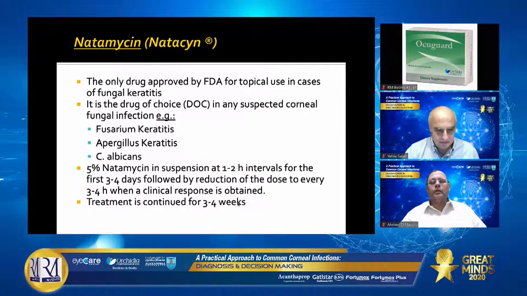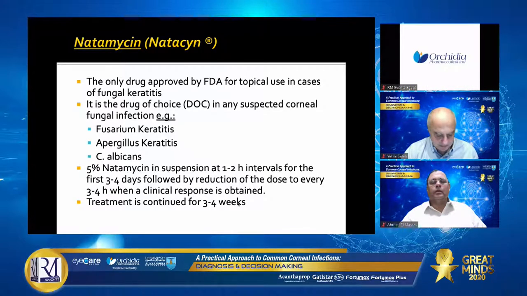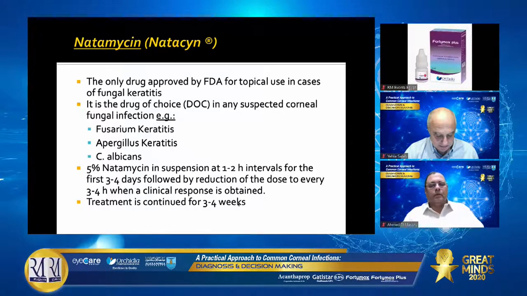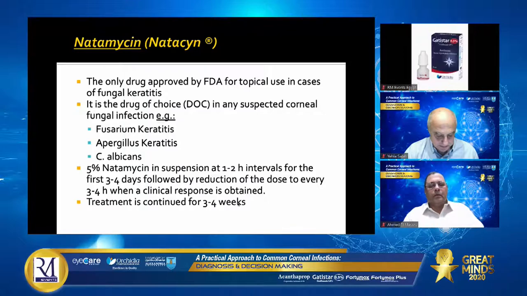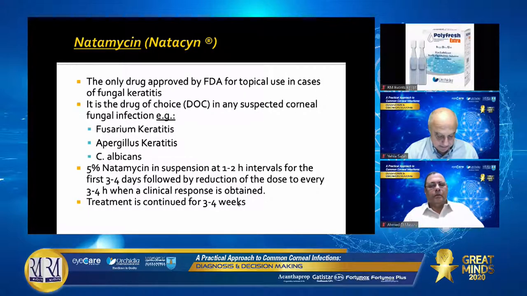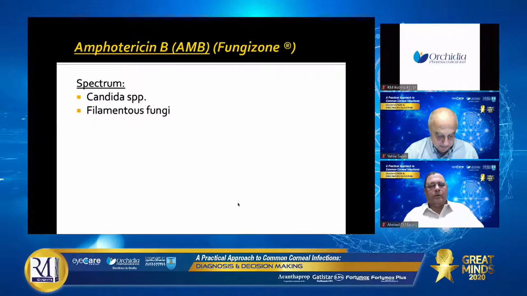Natamycin is approved by the FDA for topical use in keratitis. It is the drug of choice in any suspected corneal fungal infection, like Fusarium, Aspergillus, and Candida albicans. It is a 5% suspension that can be used every 1 to 2 hours for the first 3 to 4 days, followed by reduction of the dose to every 3 to 4 hours when a clinical response is obtained. Treatment should be continued for 3 to 4 weeks.